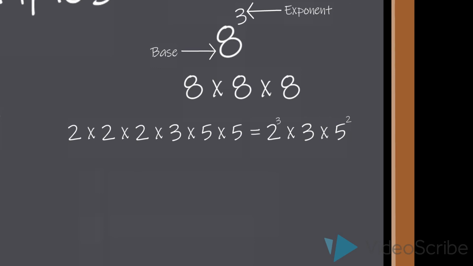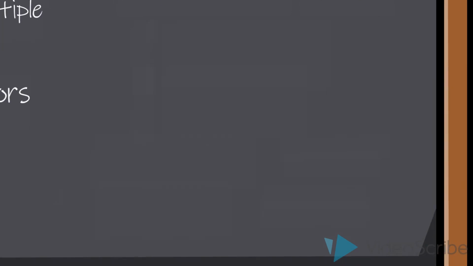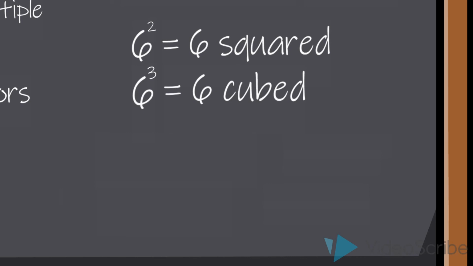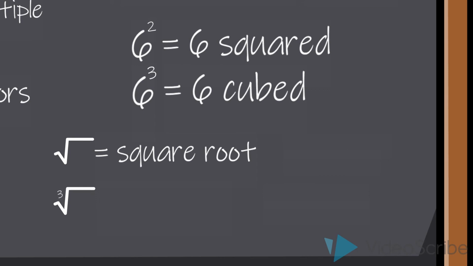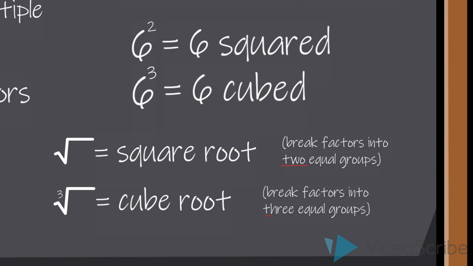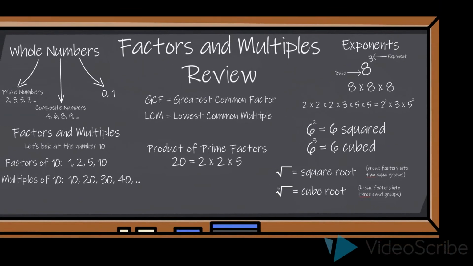Finally, we learned that when we use the exponent 2 or 3, we say that number is squared or cubed. The opposite of this is to find the square root or cube root of a number. To do this with perfect squares or perfect cubes, we split our product of prime numbers into 2 for a square root or 3 for cube root equal groups. The result of one of these groups will be our square root or our cube root.